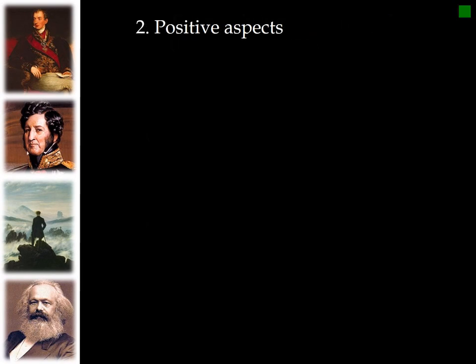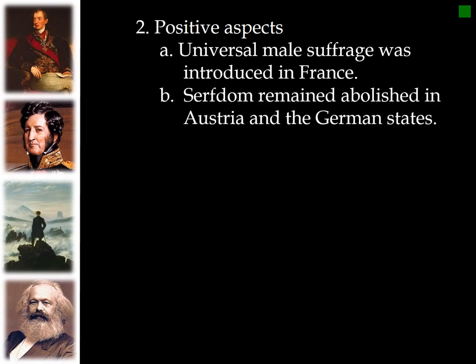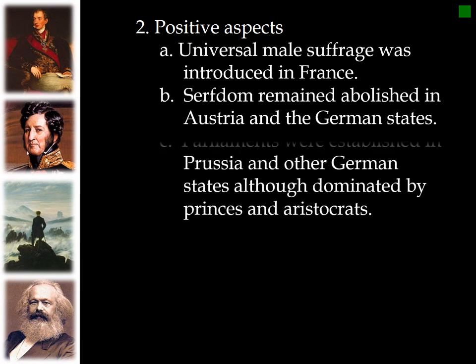There are some positive aspects that we should point out, however. Universal male suffrage was introduced in France due to the 1848 revolution. Serfdom remained abolished in Austria and the German states. Parliaments were established in Prussia and other German states, although they would be dominated by the princes and aristocrats rather than the regular middle class people.